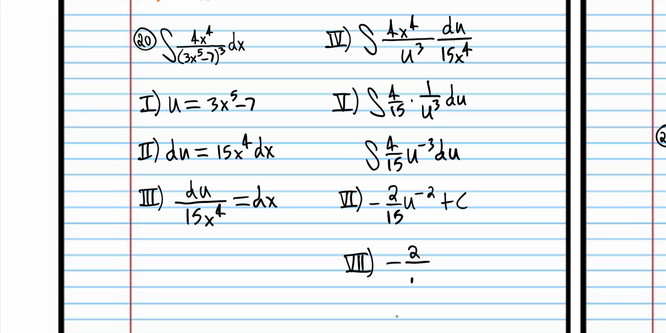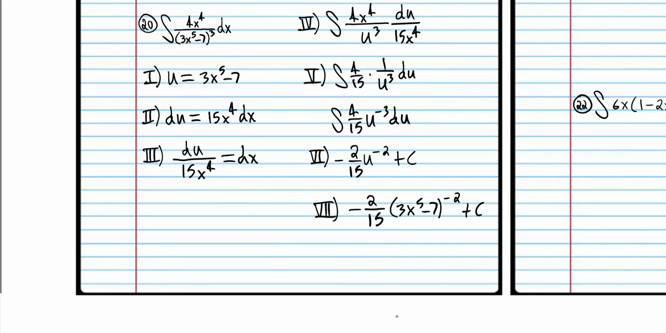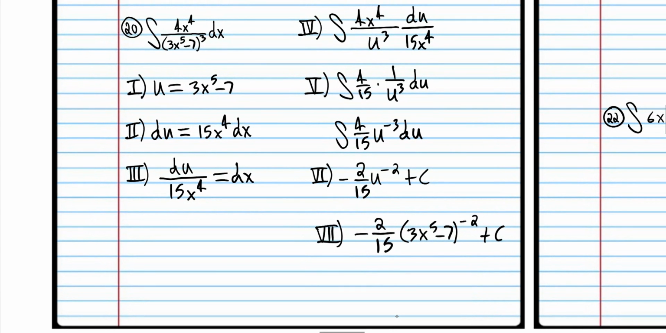So we have negative 2 over 15 times whatever u is, and we see that u is 3x to the 5th power minus 7. And so that is the answer. But remember, we're not allowed to keep our answer with negative exponents. So we're going to write one final answer here.